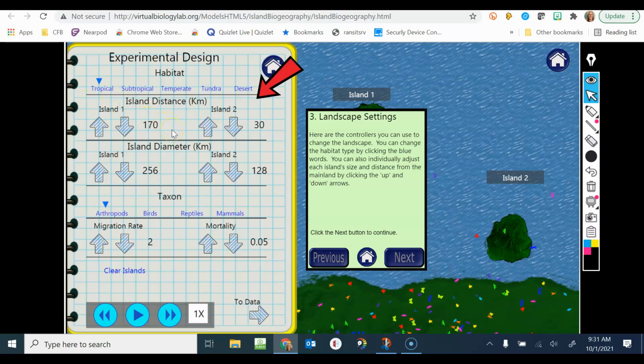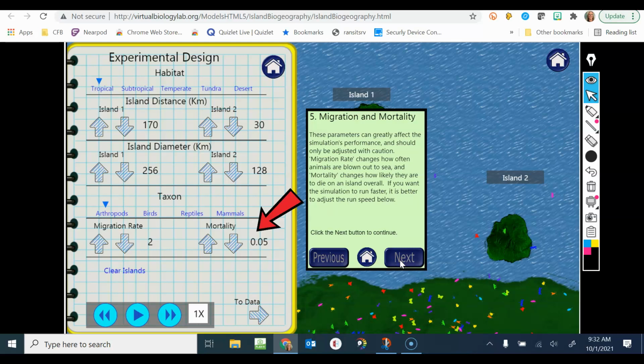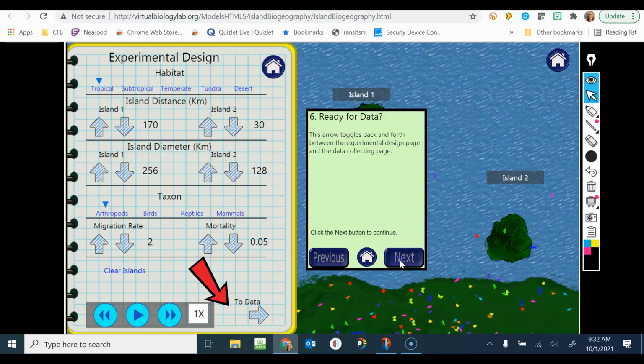And being able to identify the different things that you need. So we can change to subtropical, temperate, tundra, desert, or tropical, of course. And then the migration rate, how fast is the migration rate? And you can also take a look at the different animals you have and the migration and the mortality settings as well. Finally, you can also set it up for how fast you'd like it to go. So you'll notice the play, the stop, the fast forward, 1 times, 2 times, that kind of thing.